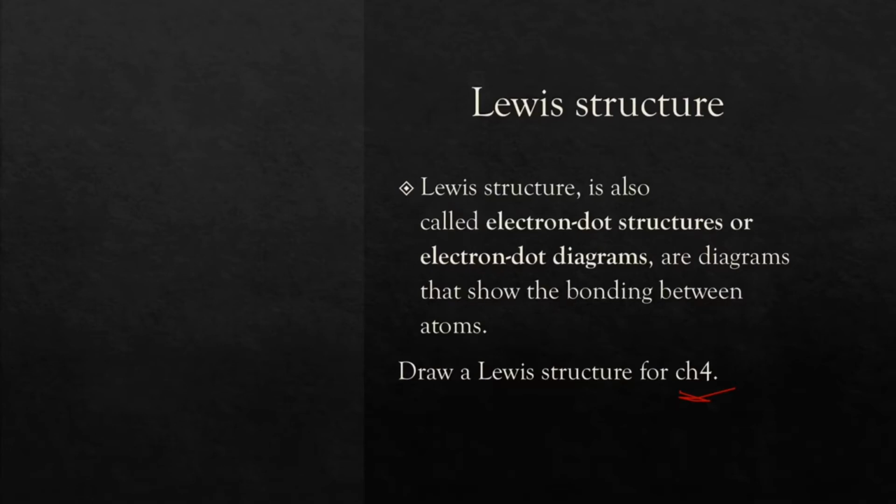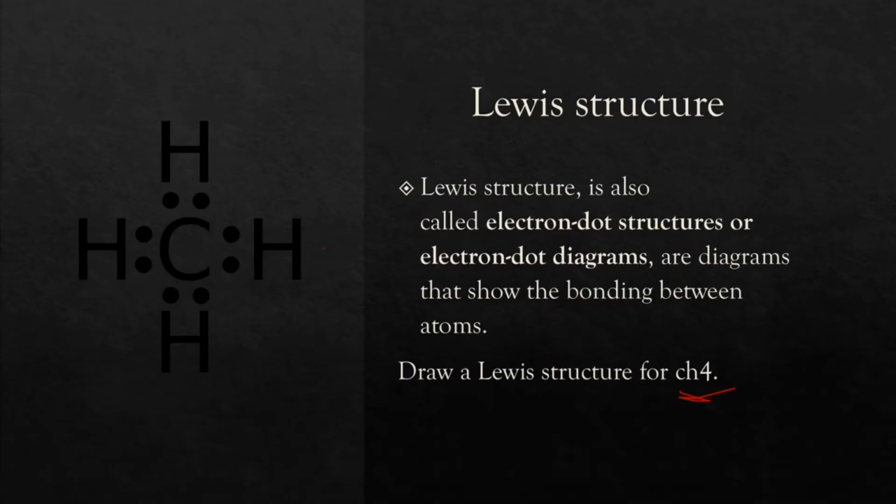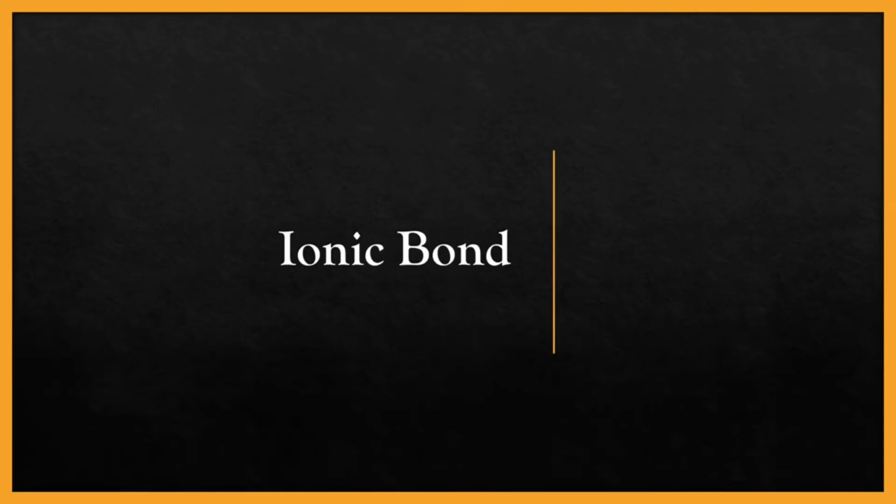The time ended. Now let's see the answer. The answer is like this, or we can just put a line between the C and the H because two dots mean a bond, and the bond can be drawn just as a straight line. Now we finished the first type of bond, which is covalent bonds, and now we are going to explain the ionic bonds.